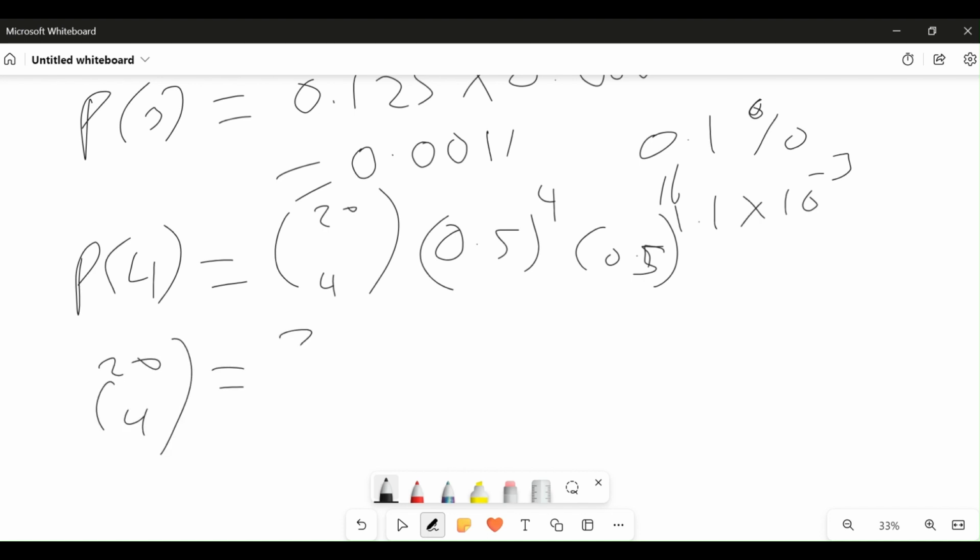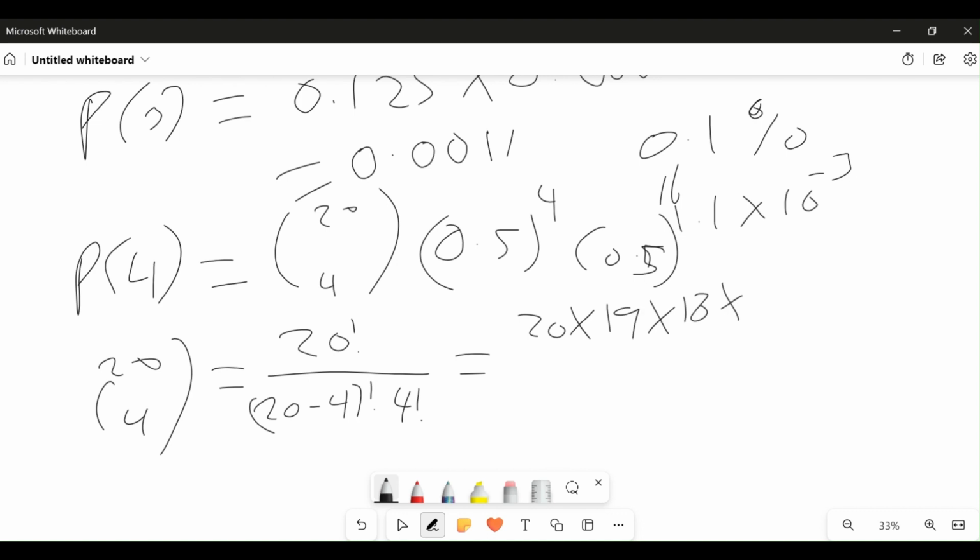that will be 20 factorial all over 20 minus 4 factorial, 4 factorial. And that will be 20 times 19 times 18 times 17 times 16 factorial all over 16 factorial. 4 factorial will be what? 4 times 3, that's 12, times 2, 24, times 1. So we have 24. So from here, let's do our product on the calculator.